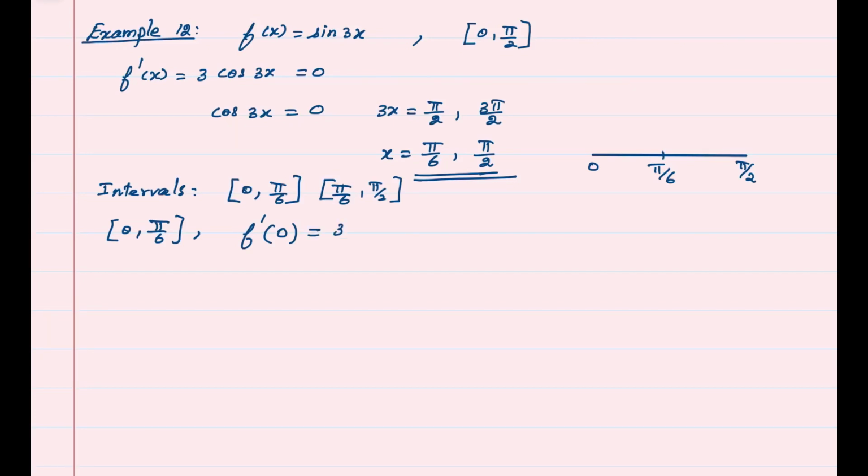We get 3 times cos 0. Cos 0 is 1 and it is greater than 0. Therefore, f of x is increasing in this interval.